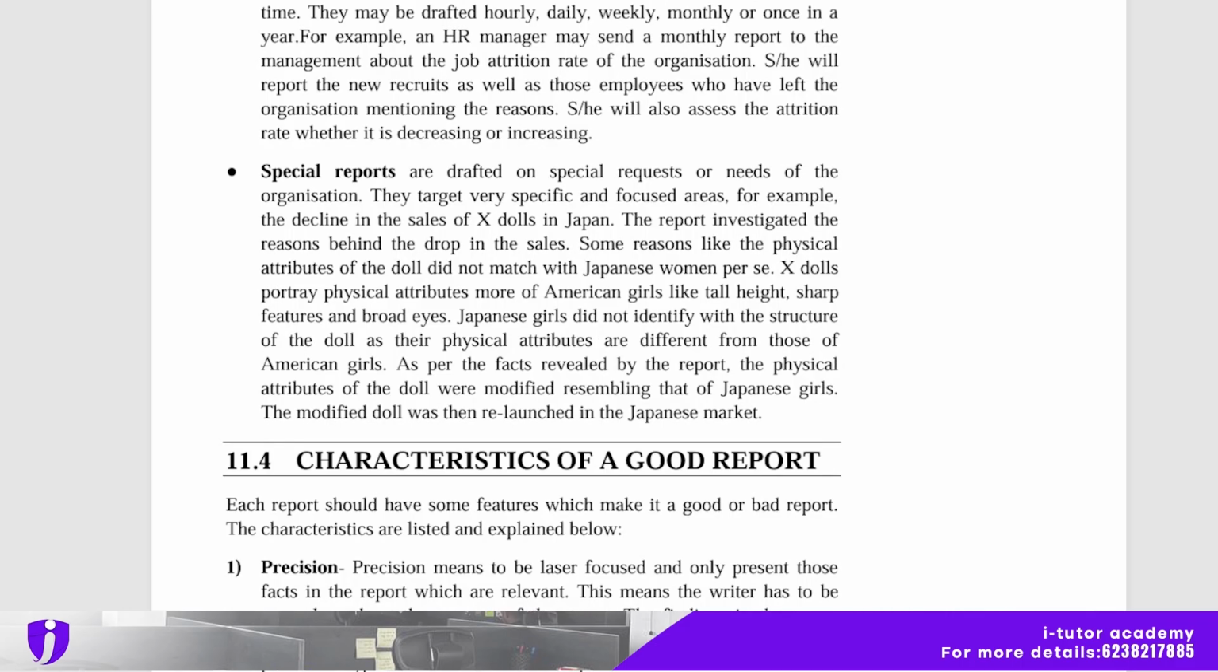areas. For example, the decline in the sales of X dolls in Japan. The report investigated the reason behind the drop in the sale. So, some reasons like the physical attribute of the doll did not match with the Japanese women per se, and X dolls portray physical attributes more of American girls, like tall height and sharp features and broad eyes.